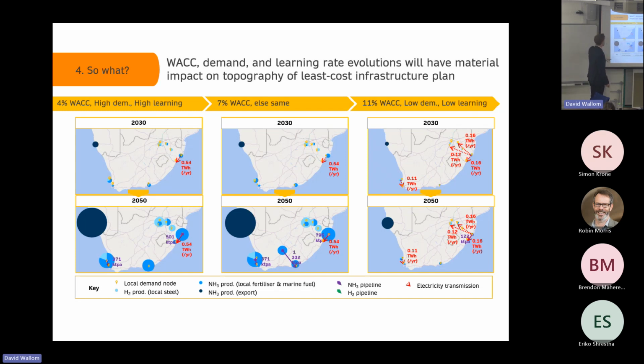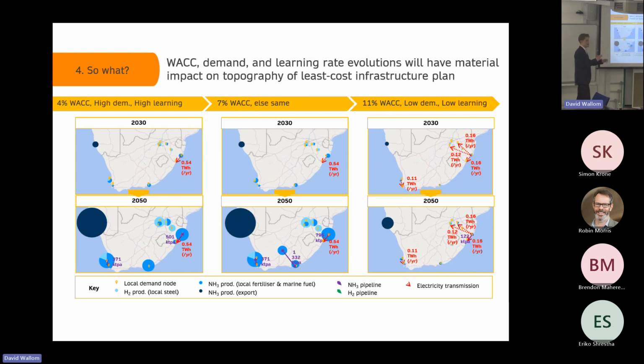And really what I was trying to illustrate is, depending on how your cost of capital changes or your learning rate assumptions change, the topography of the optimal network changes quite significantly. So in a best case, 4% cost of capital, high demand, high learning rates scenario, you see pretty much everything co-located. You don't see many long distance pipelines or any long distance transmission lines, which are your purple and red lines. But then if you keep everything else the same, you just turn up the average cost of capital to about 7%, suddenly you see longer pipelines starting to pop up.